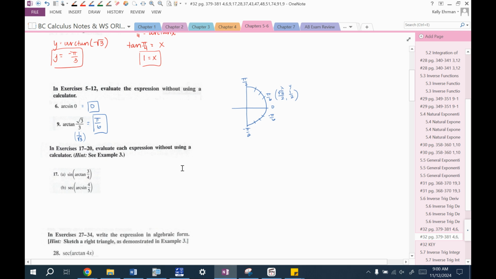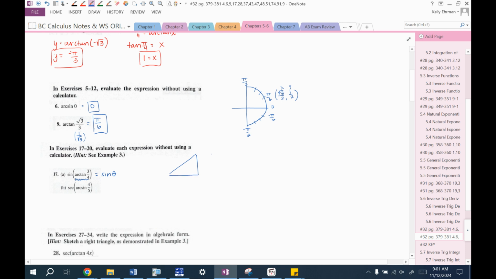Evaluate each expression without using a calculator. Sine and arctangent do not cancel. Arctangent of a number is just equal to some angle theta. So we're trying to figure out what sine theta is. And we can figure out sine theta if we have a triangle to go off of. Example 3 was like this, we did this in our notes too. Let's set up a triangle.